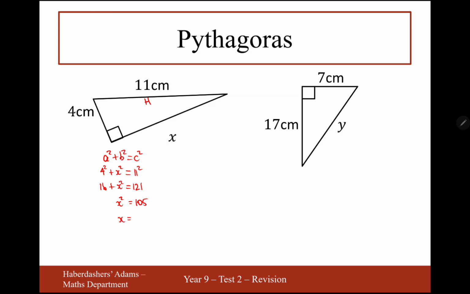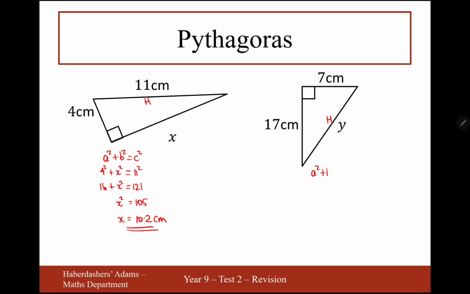And then we square root that answer and we get 10.2. There we are, or centimetres. There we are, so that's the answer to that question. In this question here, the hypotenuse is the one not connected to the right angle. This one and this one are connected to the right angle. It's opposite it, so the hypotenuse is y.